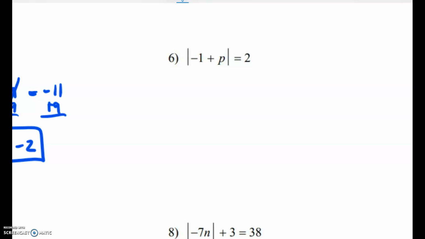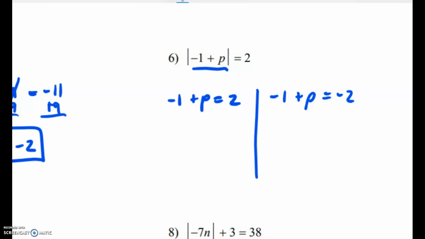So I'm going to set up my two cases. What's inside, which is negative 1 plus p, could equal positive 2, and that would be one of my solutions. Or what's inside can equal negative 2, and that'll also be a solution to this problem.